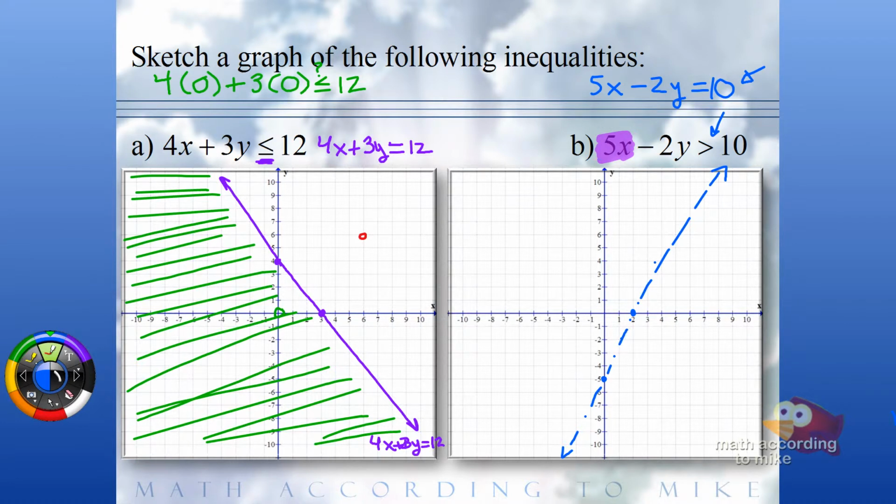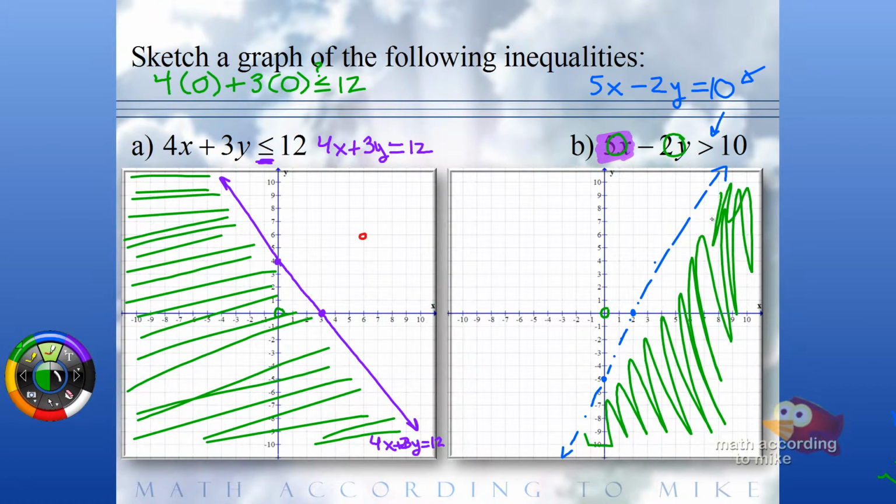Okay. Pick a point, any point that's clearly not on the line. If I picked 0, 0, 0, 0 is above the line. If I put in 0 in for x and 0 in for y, I get 0 is greater than 10. Well, 0 is not greater than 10 in most countries. 0, 0 is above the line. 0, 0 made it false. So where do I shade? I shade below the line. Again, no wimpy shading here.